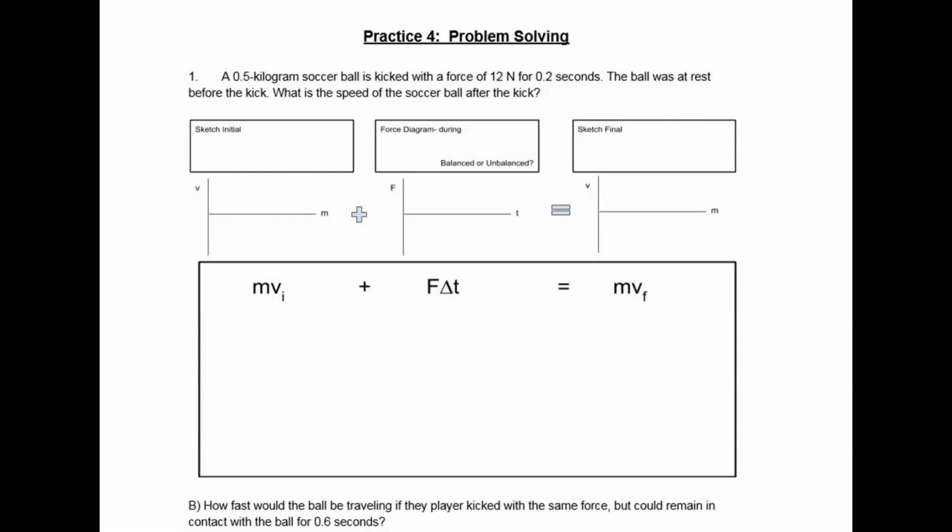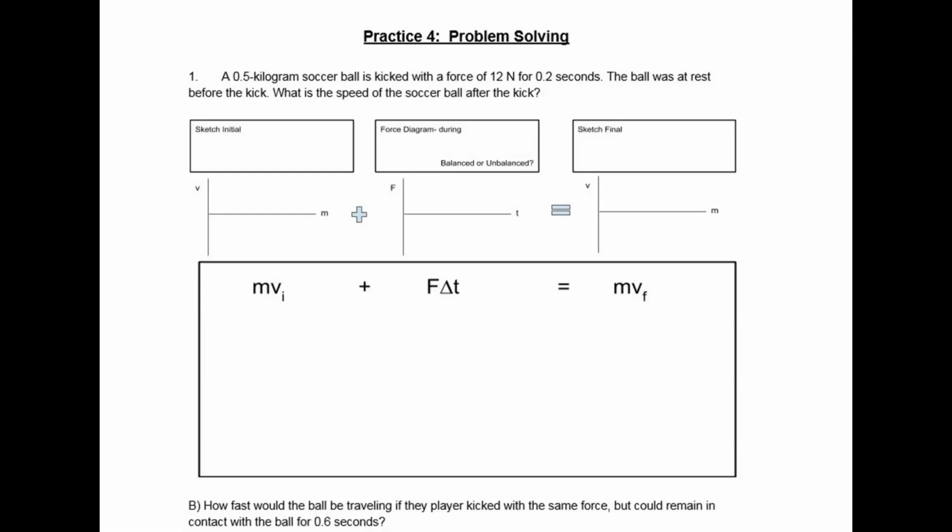All right, practice 4 problem solving number 1. We have a half-kilogram soccer ball kicked with a force of 12 newtons for 0.2 seconds. The ball was at rest before the kick. What is the speed of the soccer ball after the kick?